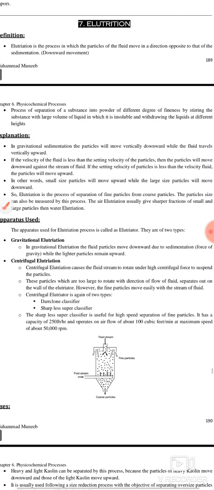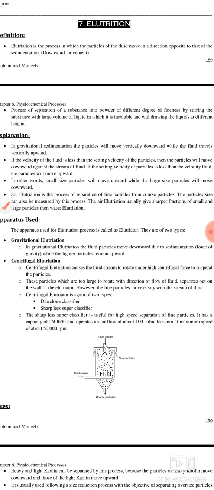Then in the explanation, you will explain the whole procedure, how the elutriation process takes place, and then at the end you will discuss the apparatus for this experiment. Then we saw the two types of elutriation, gravitational and centrifugal, and I have explained all of these terms to you. And then at the last you will draw the diagram.